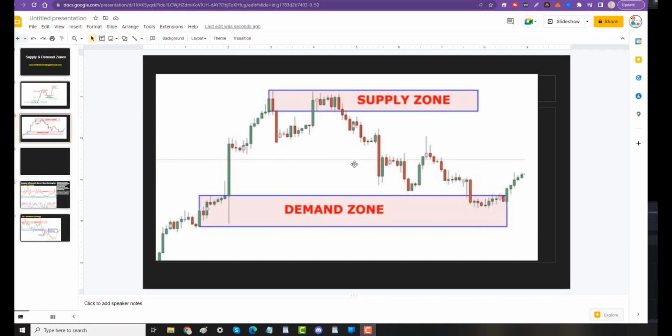But what if we could identify this by simply using an indicator? So wait until the end of the video, I'm going to show you the free tool.